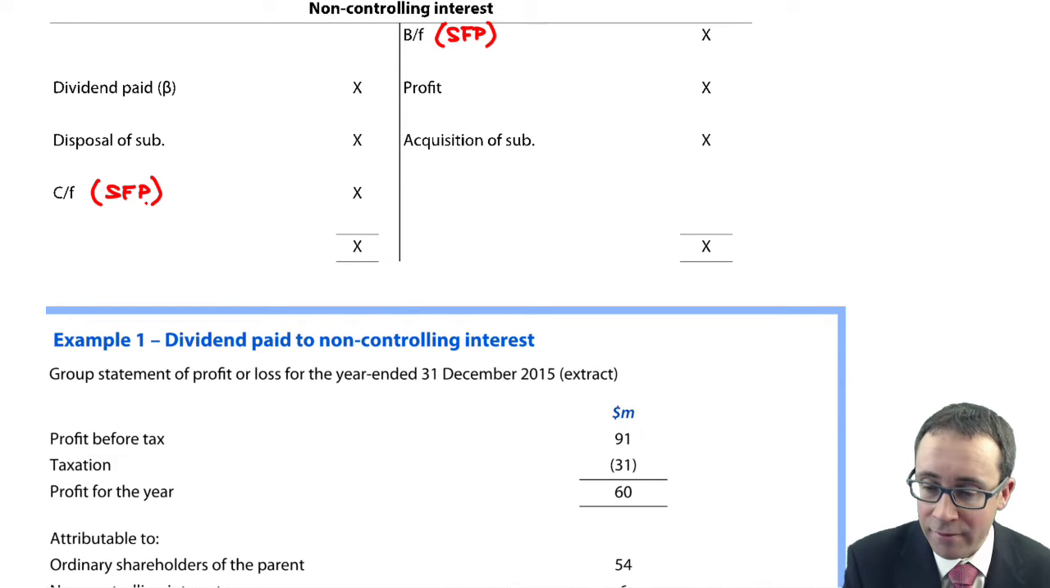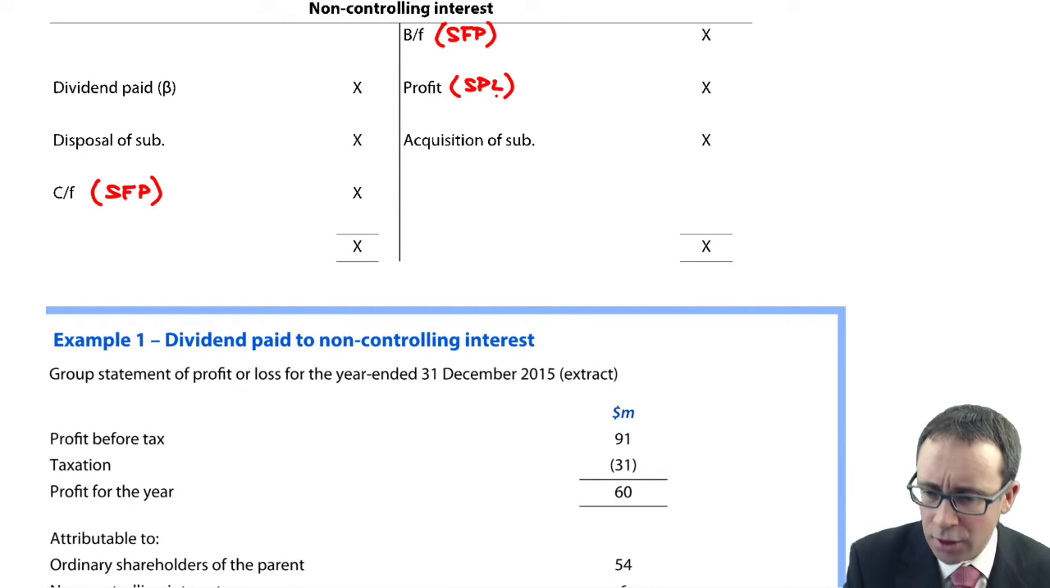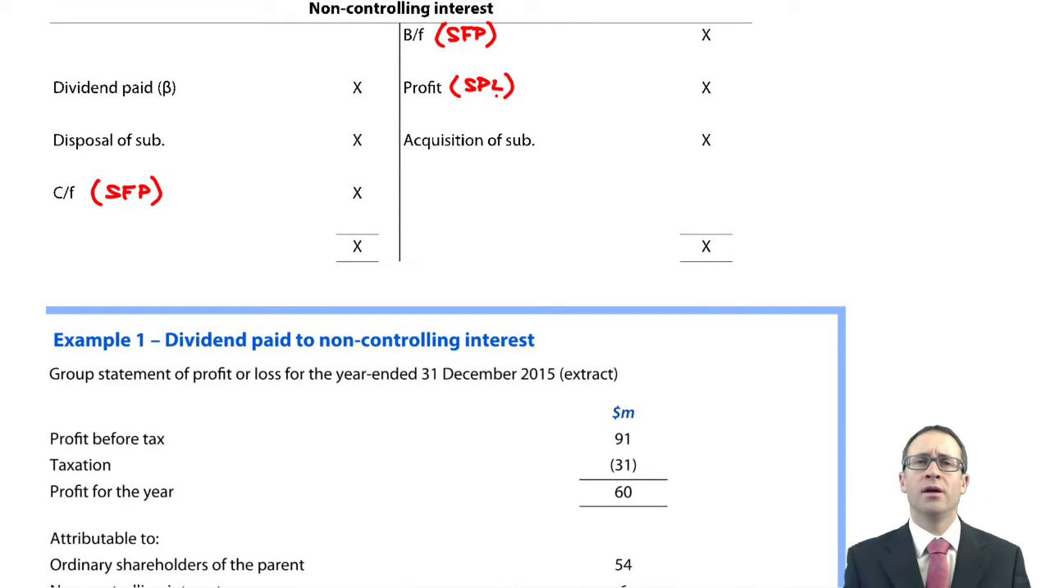The profit figure that you have comes from your statement of profit or loss, doesn't it? When you split out your profit, at the bottom of your statement of profit or loss, you've got your group profit, which is then split attributable to the parent and the non-controlling interest. It's that profit attributable to the non-controlling interest that increases the amount that the non-controlling interest own of the subsidiary, isn't it? So we are crediting that to the non-controlling interest.